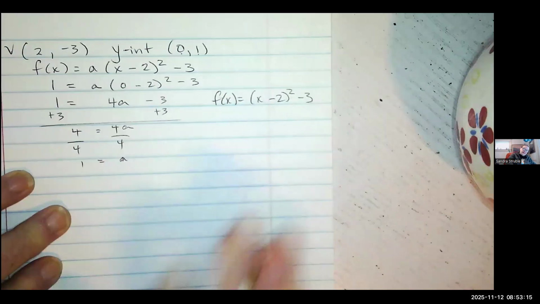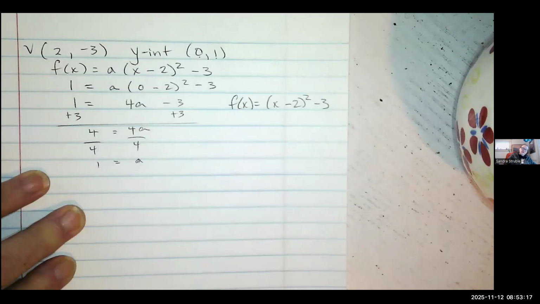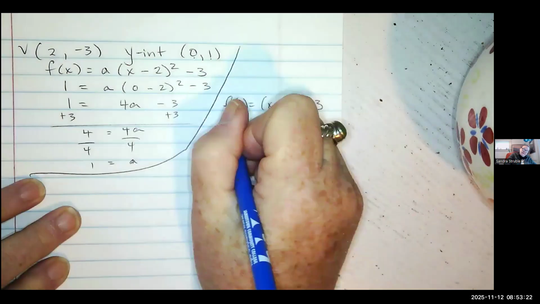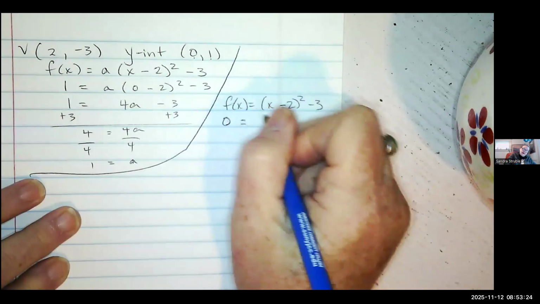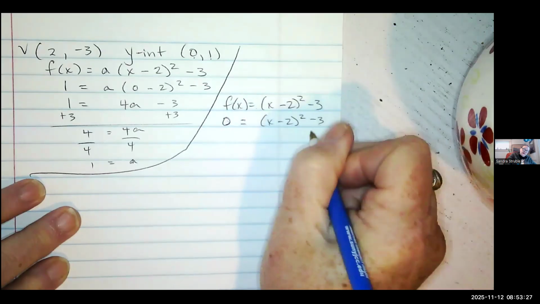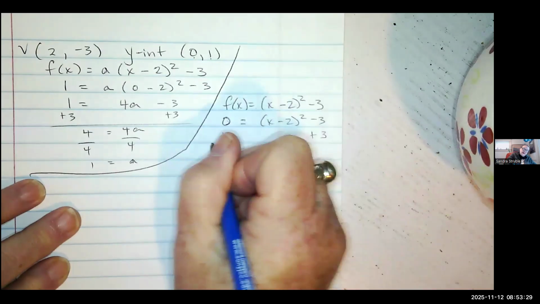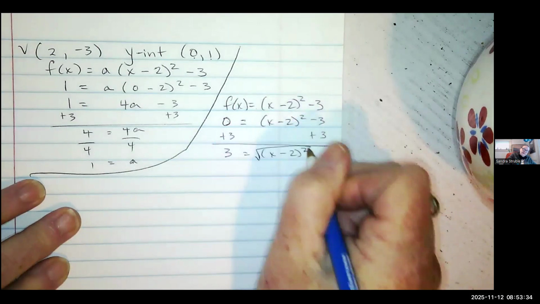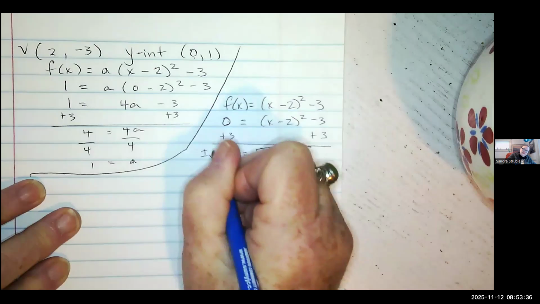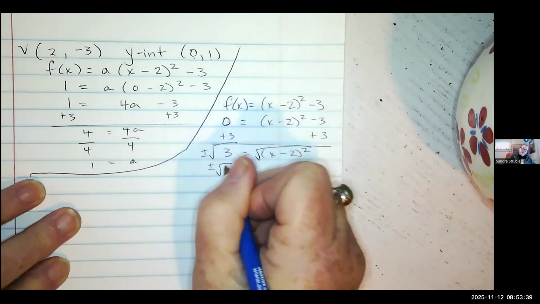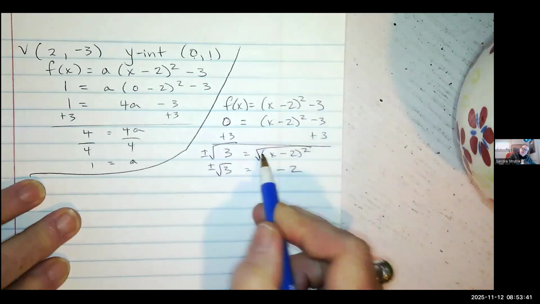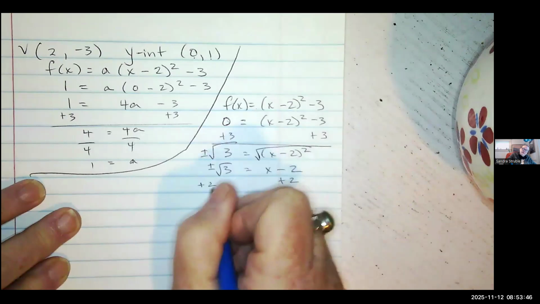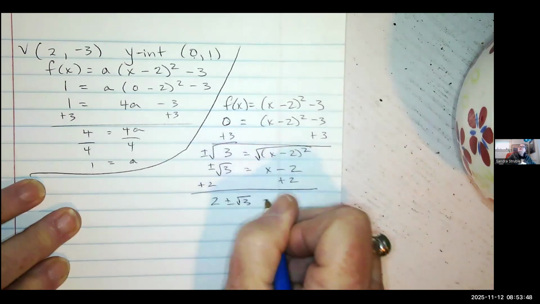Now I can find my x-intercepts. Okay, to do that, I need to let my f of x equal 0. Add 3 to both sides. Take the square root of both sides to get rid of that square, plus or minus of the constant. The square root and the square cancel. You get x minus 2. Go ahead and add 2 to both sides. x is 2 plus or minus the square root of 3. Those are our zeros. So there you go, you've got 2 of them.